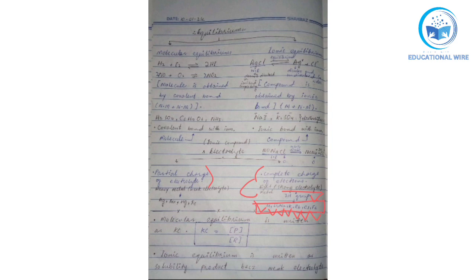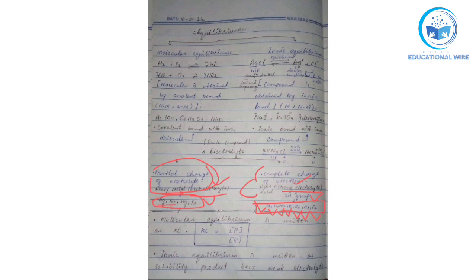Talking about partial charge of electrolyte, the heavy metals, those are very heavy, have weak electrolytes. One is strong electrolyte and the second is weak electrolyte. For weak electrolytes we have Ag, Au, like gold, and iron. These are all heavy metals. So these are weak electrolytes, that is, partial charge of electrolyte.